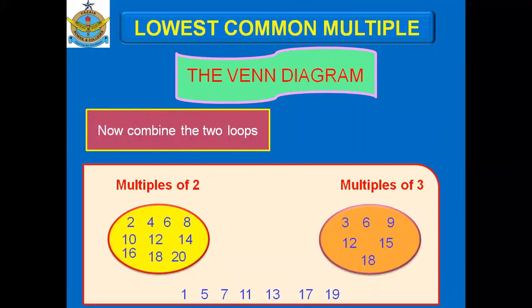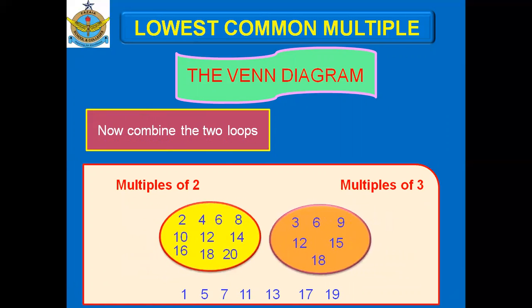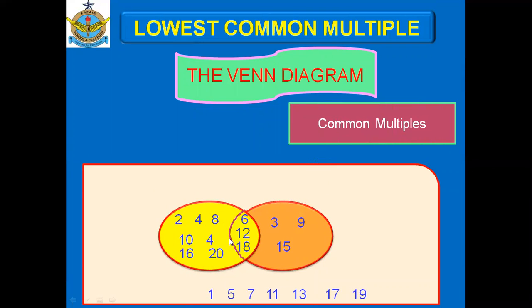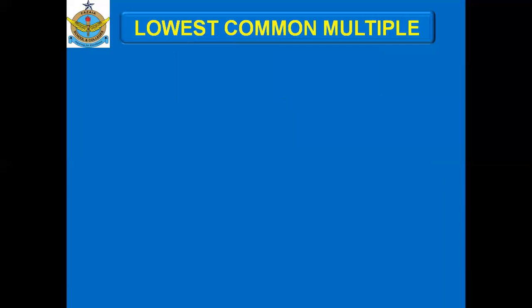Now it has multiples of 2 and multiples of 3, and now we combine both loops. How do we combine both loops? Here, beta, 6, 12, 18 are common in both loops. So I indicate 6, 12, 18 as the common multiples with a red arrow. The rest of the numbers, I write down the multiples of 2 here and the rest of the multiples of 3 here. This is the way to show the numbers in a Venn diagram.